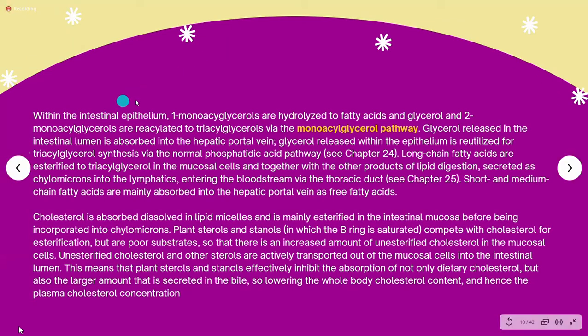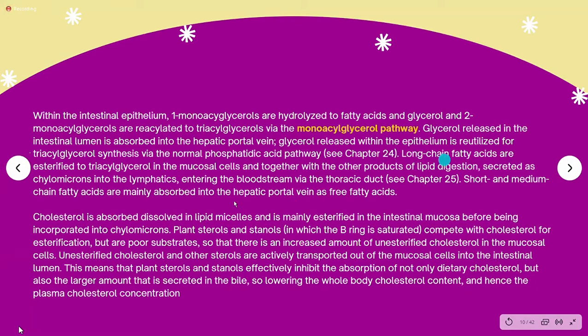Within the intestinal cells, the monoacylglycerol is hydrolyzed to fatty acids and glycerol, and the monoacyls are recycled to triacylglycerol via the monoacylglycerol pathway. Glycerol released in the distal lumen is absorbed into the hepatic portal vein, and the glycerol released within the epithelium is reutilized for triacylglycerol synthesis via the normal phosphatidic acid pathway. We will see this in the synthesis of fatty acids.